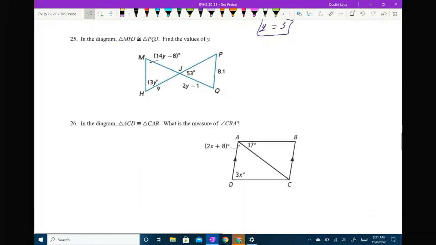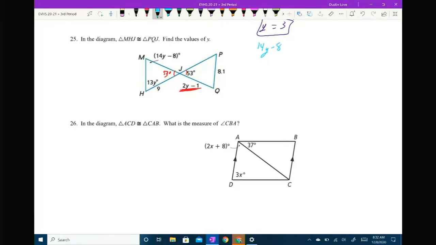Okay, 25. MHJ is congruent to PQJ. Find the value of y. And so when I look at this, there are 2y minus 1 right here. There's no way for me to know which side that corresponds to. And so I'm going to have to use just the angle measures. Now, I know that these two are vertical angles, so this is 53 degrees as well. So I'm going to set up my equation. Let me scoot that up a little bit.